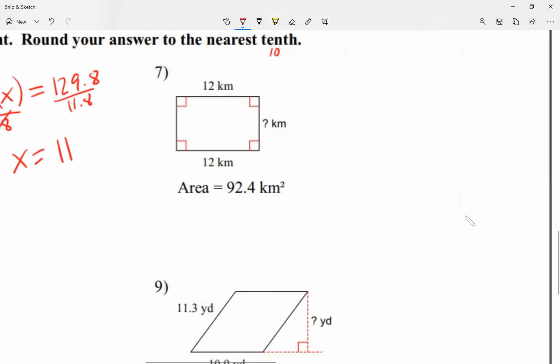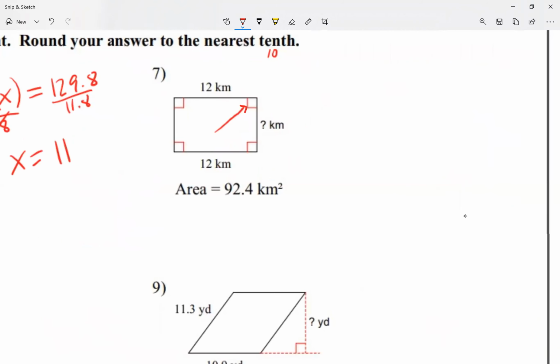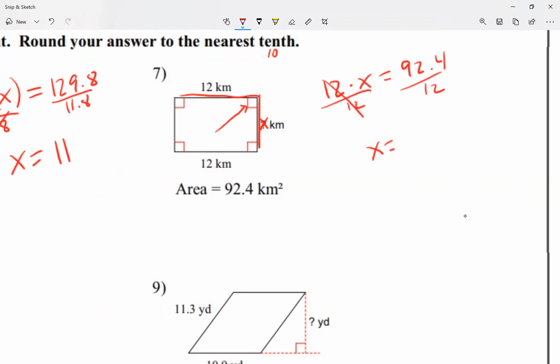Cool. Now, let's take a look at number 7. I'm going to choose this 90-degree corner. The measurements are 12 and X, right? That question mark, I call it X. So I know that 12 times X will give me the area. And the area is 92.4. To get X by itself, let me divide both sides by 12. So 92.4 divided by 12, according to my calculator, is 7.7. 1 decimal place, that's okay.